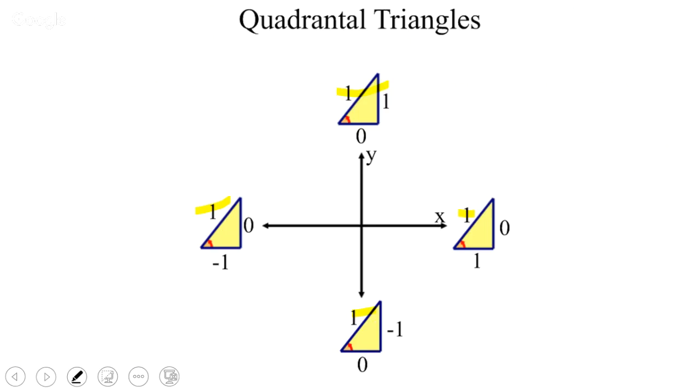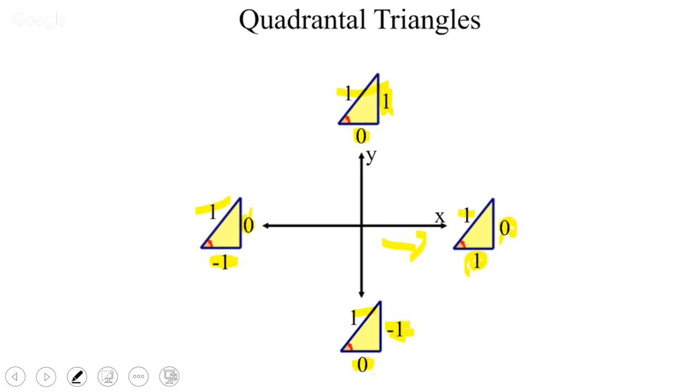Well, if I'm going to the right, that gives me a positive 1 as a horizontal, but I go up 0. That's why I make this triangle this way. Going straight up, my y value, my vertical, is 1, but my horizontal is 0. If I go to the left, I'm going horizontal -1, but up 0. If I'm going straight down, my vertical is -1 and my horizontal is 0. So those are my quadrantial angles.